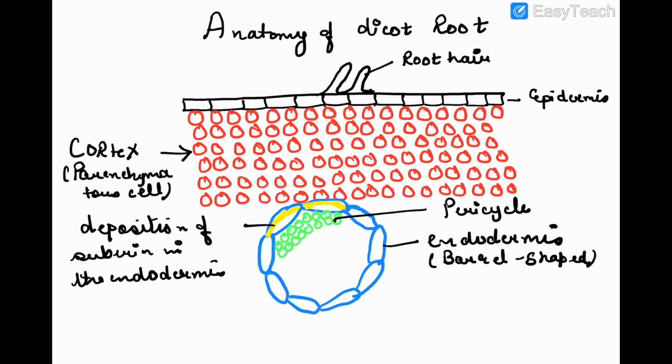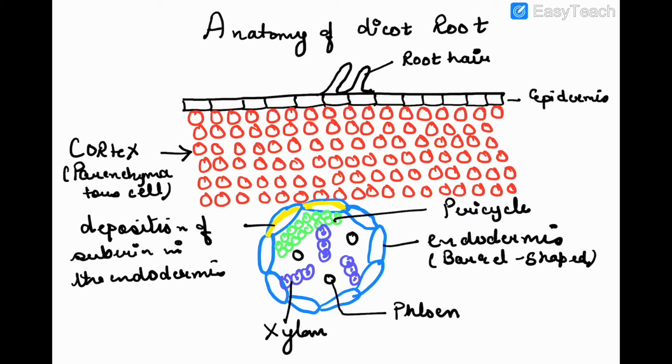Now comes the vascular bundle, which are the xylem and phloem. So here I am drawing the xylem and phloem. This is the xylem which I have drawn, and now I'm drawing phloem with black color. This is the phloem. These are the vascular bundles found in dicot root.